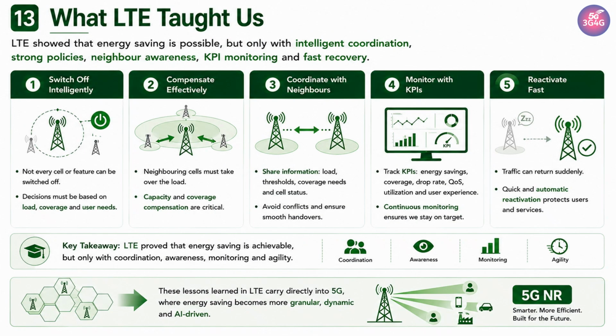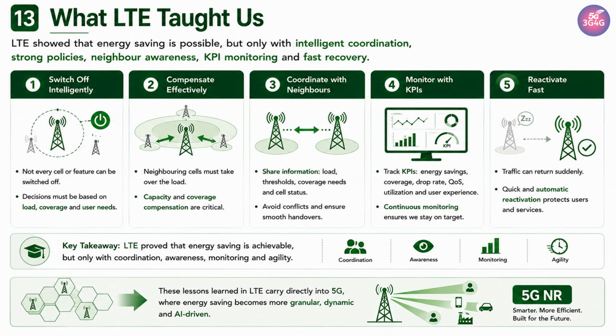So what did LTE teach us? First, energy saving is possible. LTE showed that carriers, antennas, transmissions, and even cells can be reduced, muted, or switched off under the right conditions. Second, switching off is not enough. You need compensation. If one cell or carrier sleeps, something else must maintain coverage and service. Third, neighbor awareness matters. Cells do not operate in isolation. Load, coverage, interference, handovers, and user movement are all connected.